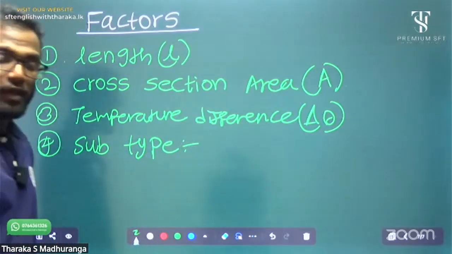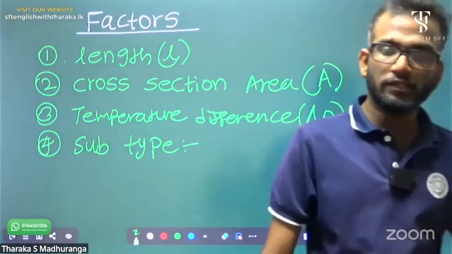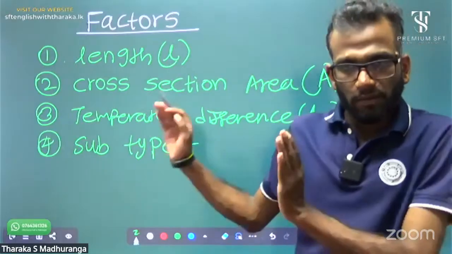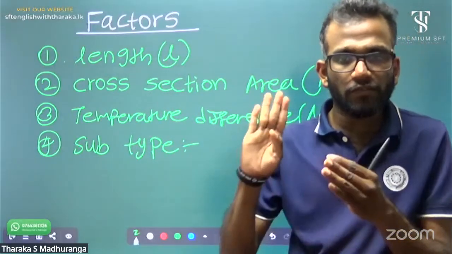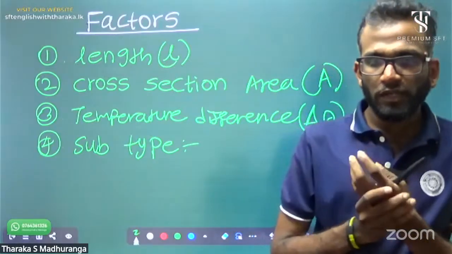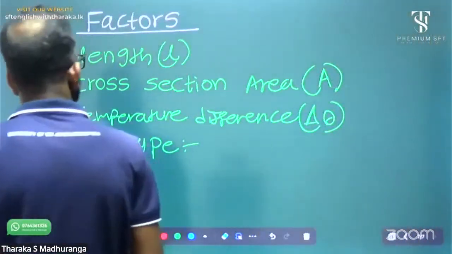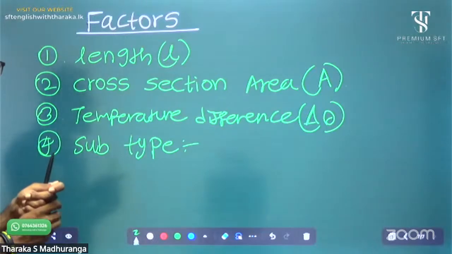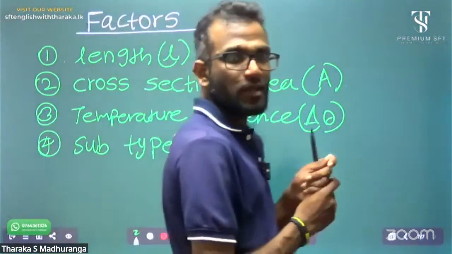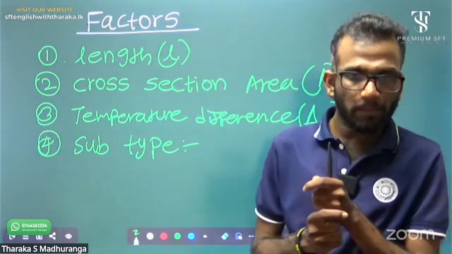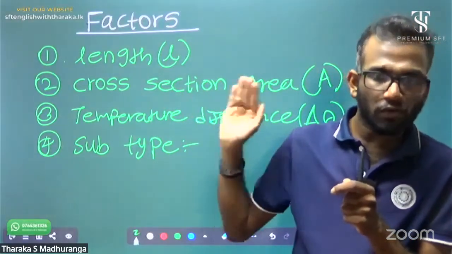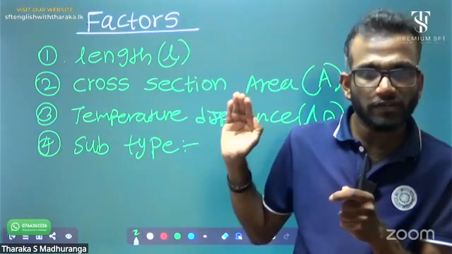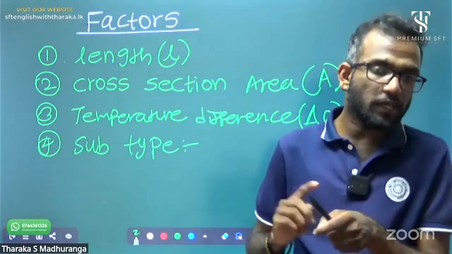There are 4 main factors that affect the thermal conduction rate. What are the factors? Length, cross section area, temperature difference, and material or substance type. That was the exam question.